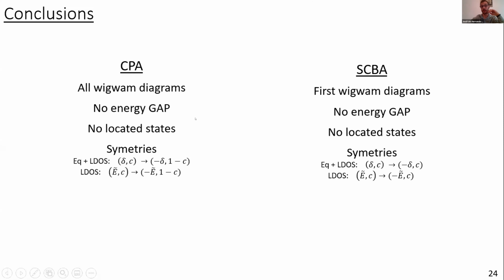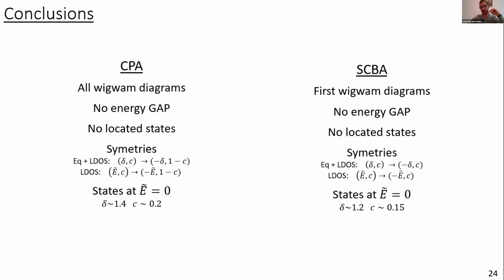Well, both of them predict some symmetries, but they are different types of symmetries. The ones for the SCBA are more artificial, whereas the ones for the CPA are the ones that we expect for the self-energy. Also, the one for the local density of states, as we saw, has some consequences at those zero energy states, which both of them predict. Both of them predict a smooth behavior with the parameters, but also a different parameter where those states become significant.